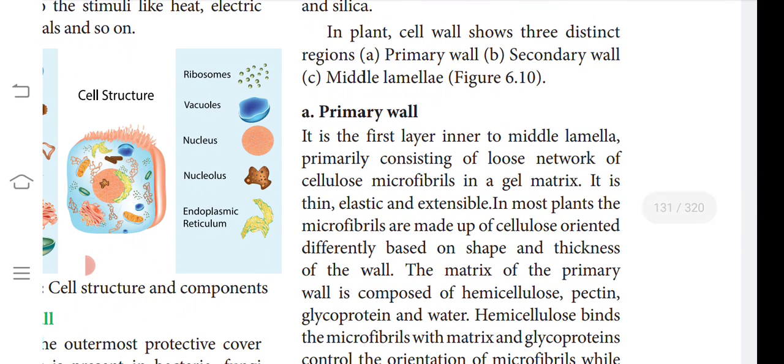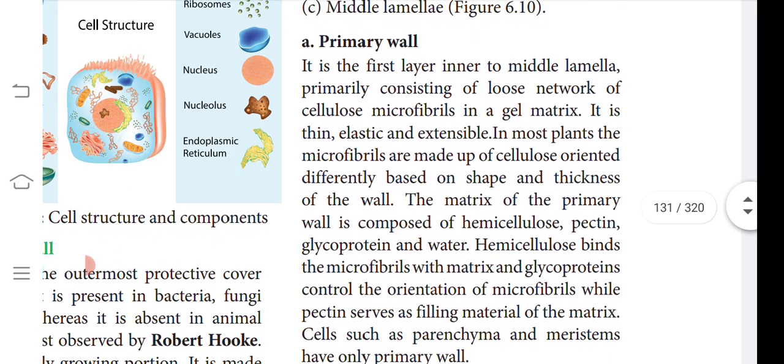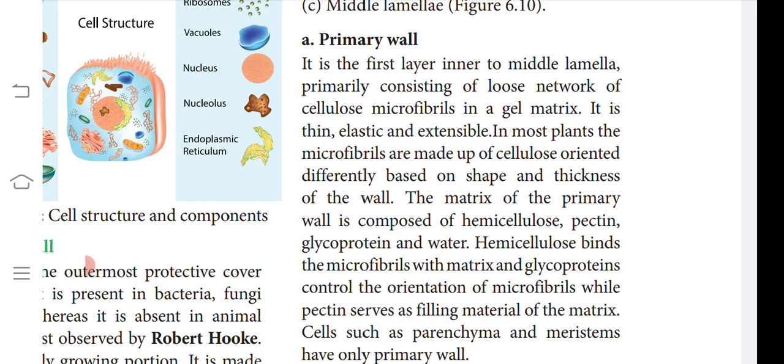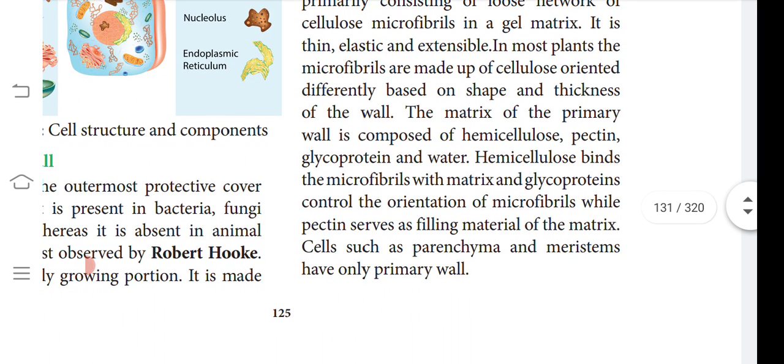Plant cell wall shows three distinct layers. This is important. So primary layer, secondary layer, and middle layer. It is described as primary wall, secondary wall, and middle lamella. Okay, so the primary layer is the first inner layer. Middle lamella primarily consists of the loose network of the cellulose microfibril in the gel matrix. It is very thin, elastic, and extensible. It is able to stretch itself.